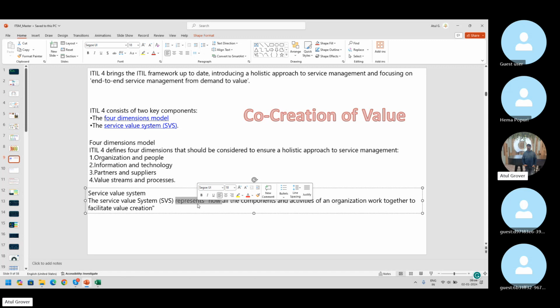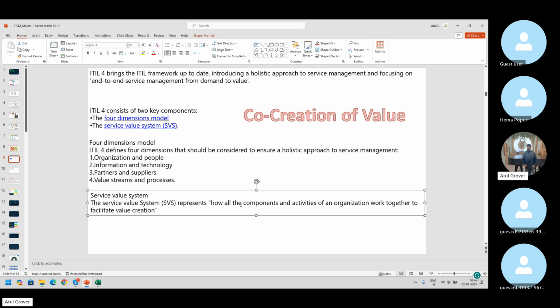The value question is that I need a very good life. I need a very wonderful life. I need a very luxurious life. Ho jayega, you will get it. But we need to make sure that we know how these components and activities work together.